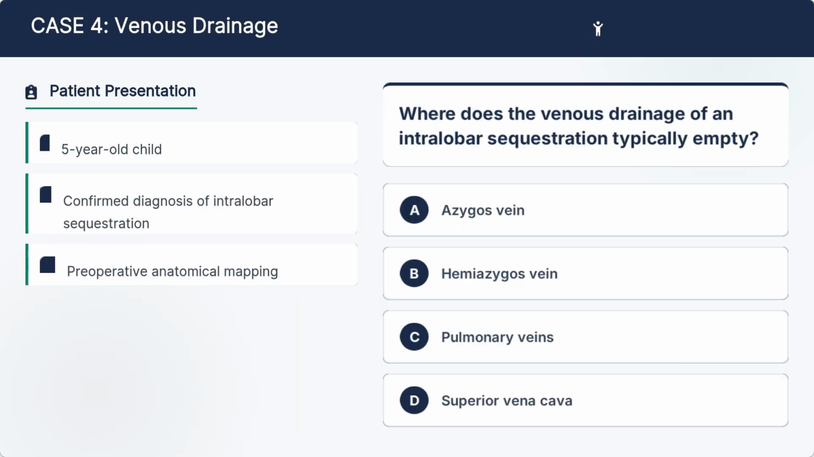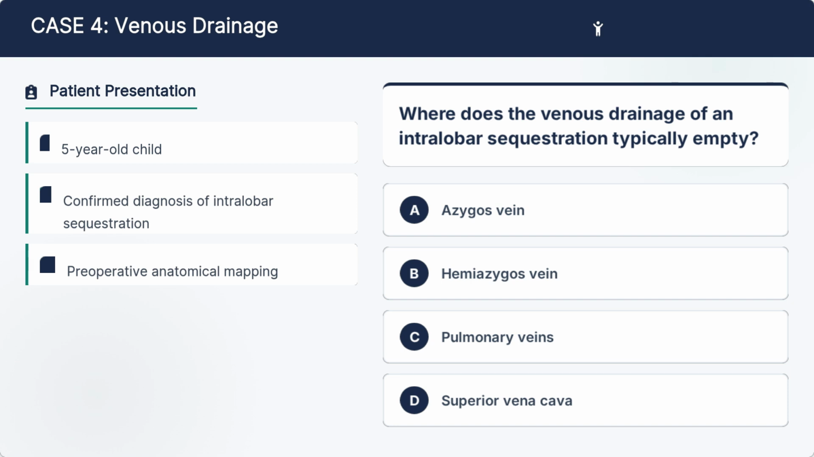Case 4. Venous drainage. A 5-year-old child with a confirmed diagnosis of intralobar sequestration is undergoing preoperative anatomical mapping. The surgical team needs to understand not just the arterial supply, but also how venous blood drains from the lesion. The question is, into which venous system does intralobar sequestration typically drain?